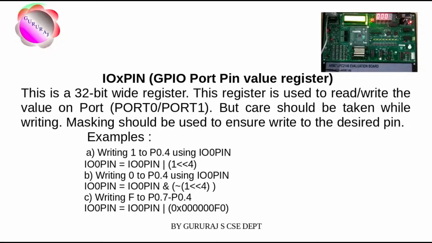This is a 32-bit register. It is used to read and write the value on port 0 or 1. But care should be taken while writing. Masking should be used to ensure the write is to the desired pin. So these are the examples. Now when I write these examples, it may not be clear here, so let us move to the next slide where I will try to make things clear.